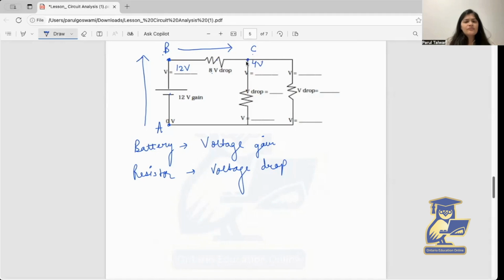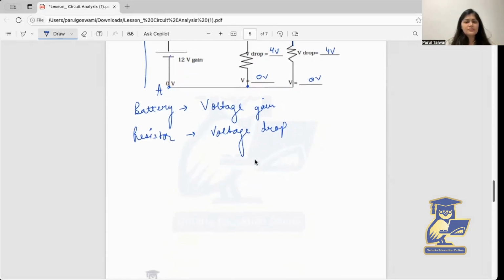Now again, as we go from 4 volt to this point, it is again at the reference level, which is 0 volt. So the voltage drop will be 4 minus 0, 4 volt. Again, there's no resistor as we are moving from this section to this resistor. So that's why there would be 4 volt here, and there would be 0 volt here since it is at the reference, and the voltage drop in all will become 4 volt. So we have seen how to determine voltage across the different resistors using KVL.